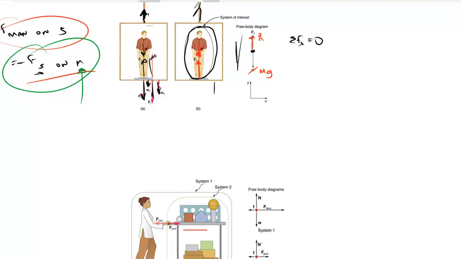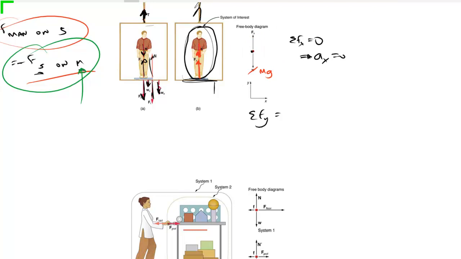So, I mean, we can draw a conclusion from here that the acceleration in the x direction is equal to 0 as well, which makes sense: he shouldn't be accelerating side to side if he's moving up and down in an elevator. Then when we sum the forces in the y direction, here's the key part.